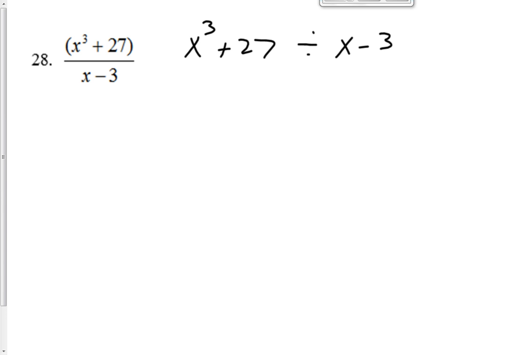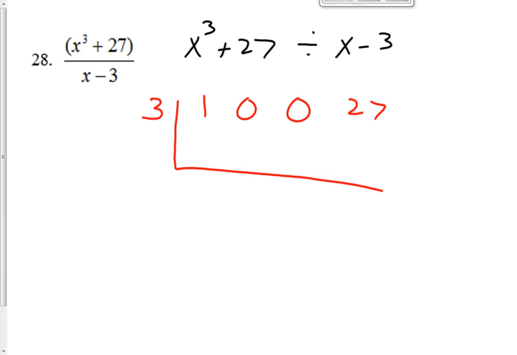So we're going to have our division bar. Now remember, we have to have placeholders. So there's 1x cubed, 0x squared, 0x, and 27 for a constant term. And then our 3 comes out in front. So we're going to drop our 1 straight down. 1 times 3 is 3. Add 0 plus 3 is 3.